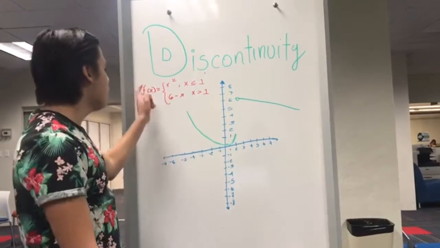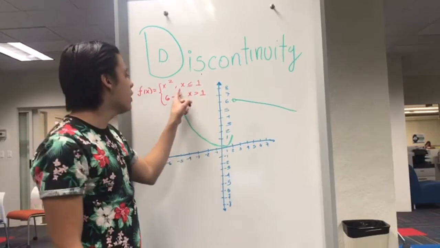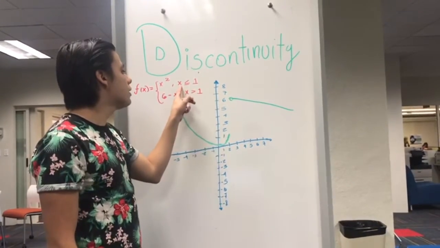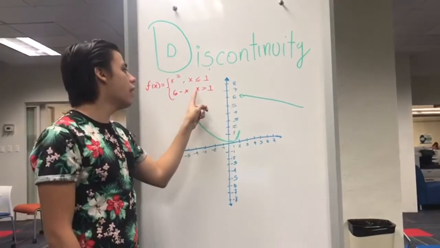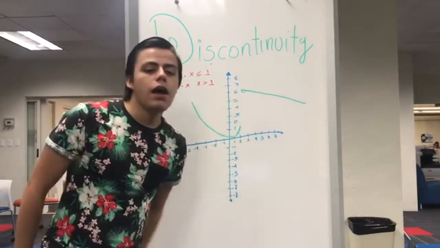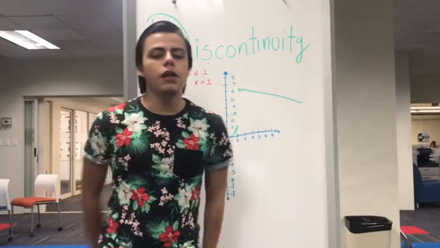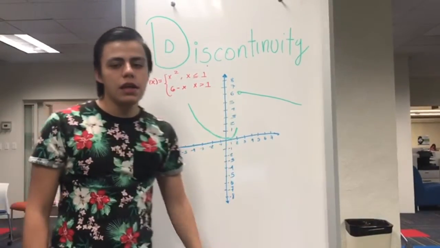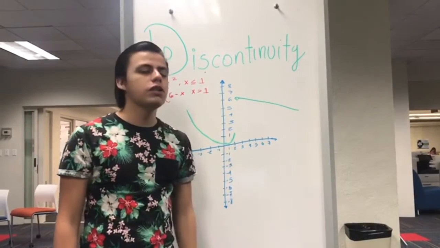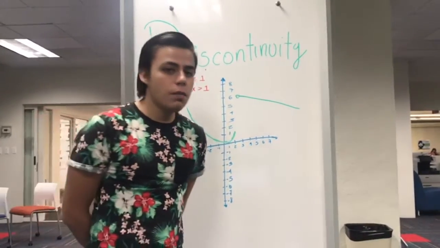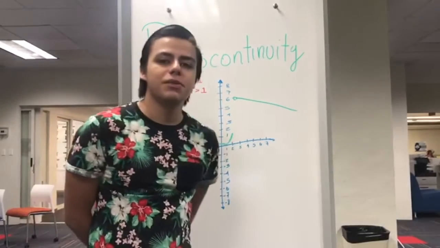Consider the function f of x equals x squared with a restriction of x being less than 1, and 6 minus x with a restriction of x greater than 1. Here, the two pieces have a different value at x equals 1, as we can see, so our function f seems to jump from one branch to the other. Note that this jump makes the function discontinuous.